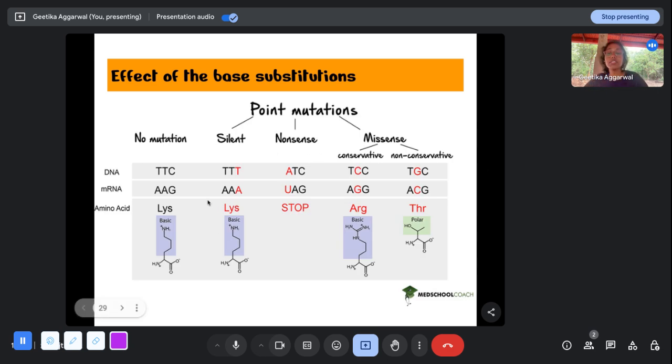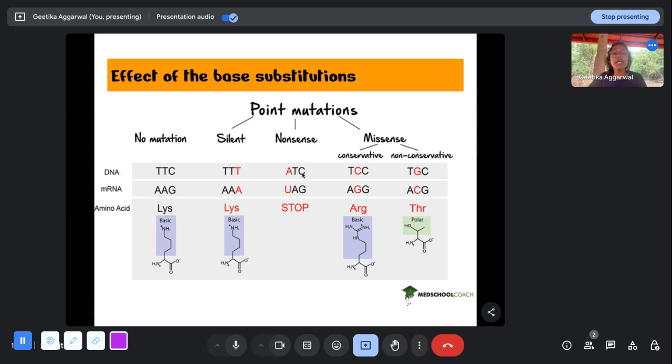So in this image you can see the no mutation case. In the DNA you have TTC, which gets transcribed to AAG in the mRNA, and it's the codon for lysine. Then there is a silent mutation. Say TTC becomes TTT. It now codes for AAA, and AAA still codes for lysine. So it's a silent mutation. The amino acid did not get changed.